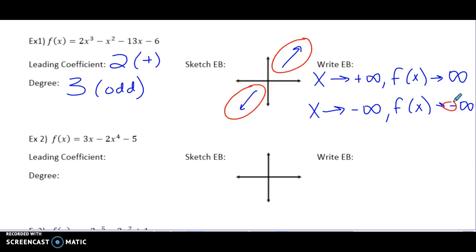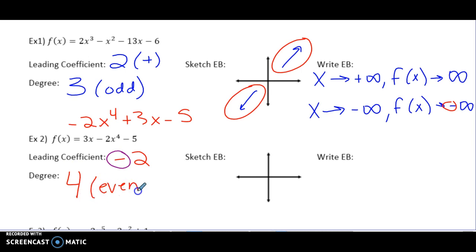I would say that the leading coefficient is actually negative 2. If I were to write this in standard form, it would be negative 2x to the 4th plus 3x minus 5. So, most importantly, it is negative. And the degree is 4, but most importantly, it's even.